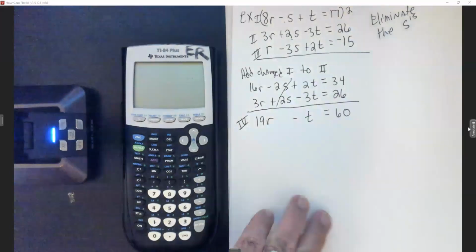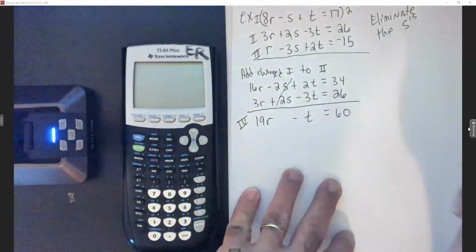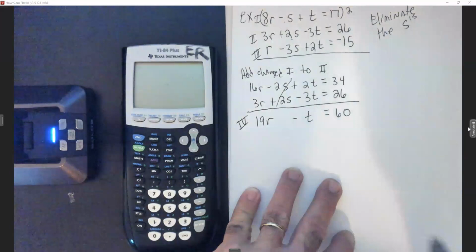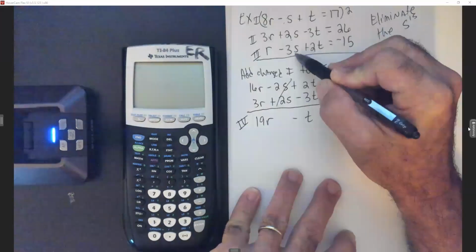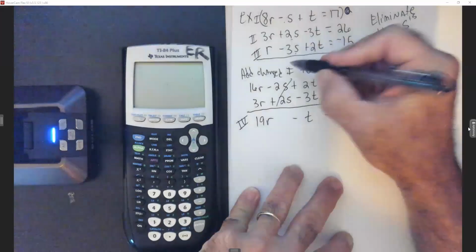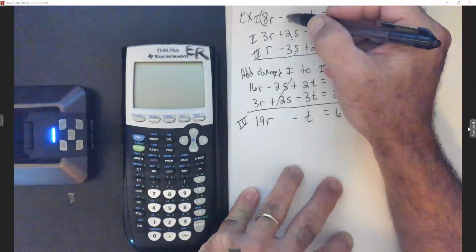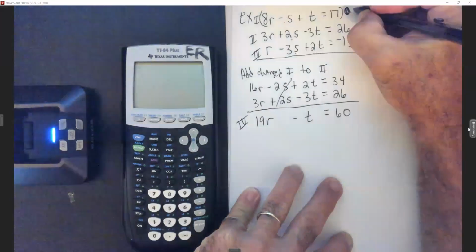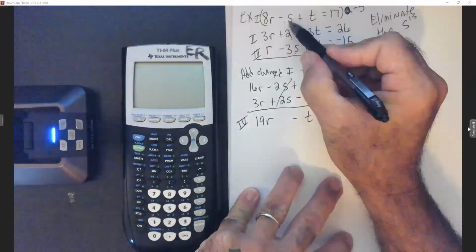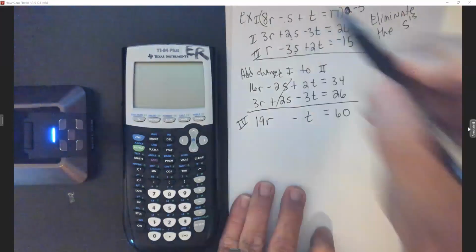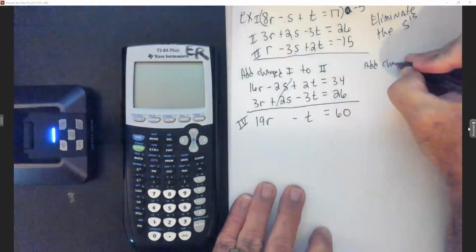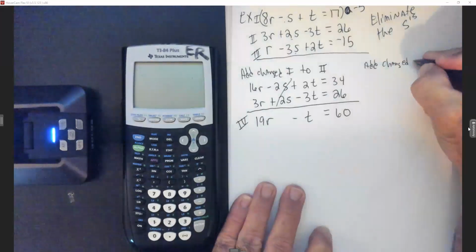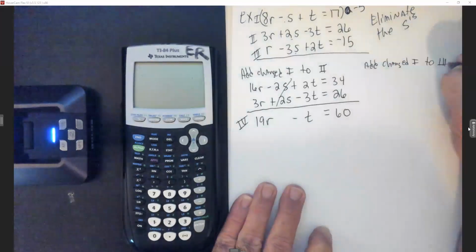Now over here, I'm going to play with, remember, I got to use row 3 this time. Row 3 is a negative 3s. So I think I'm going to change this row 1. Since that's a negative s, I'm going to have to multiply that row by a negative 3 to make that a positive 3s, okay? So I'm going to add a changed 1 to my row 3.